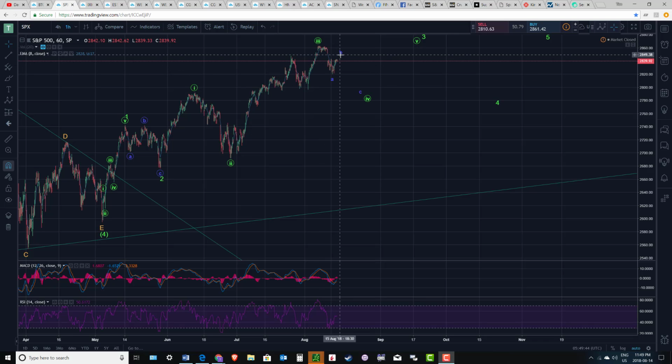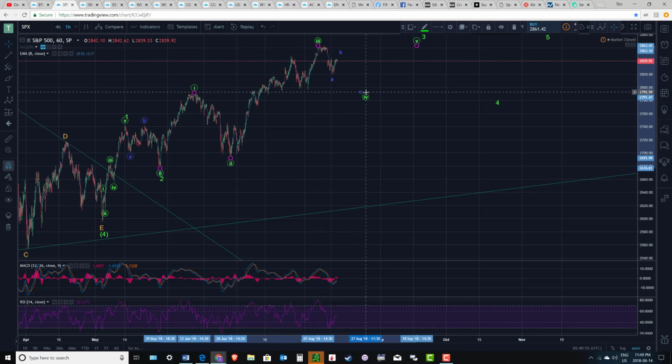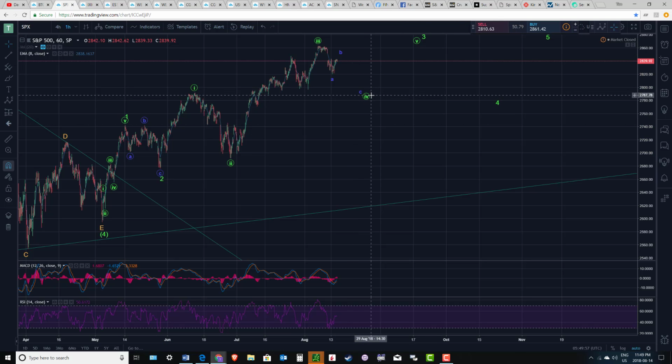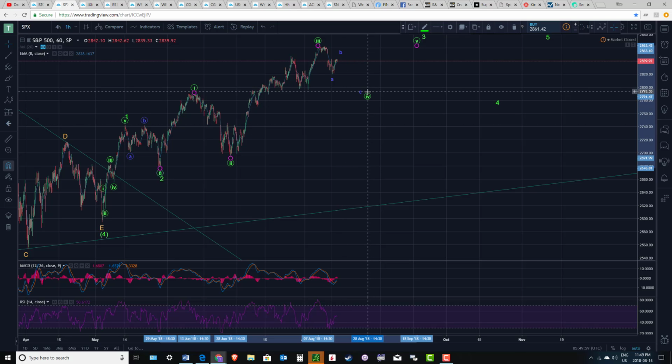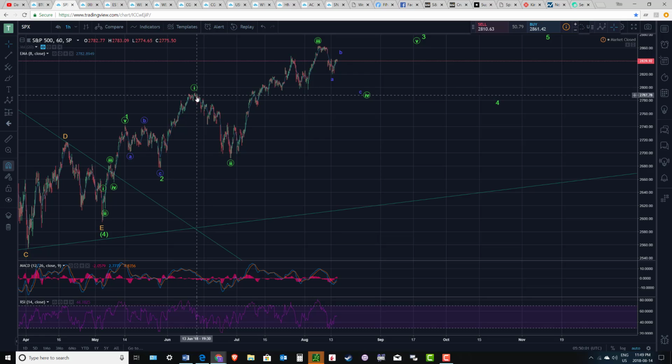Looks like we're coming up for a B wave, which should fail to make a new high, and then we should have a C wave down if we're just going to do a simple 3-wave zigzag decline, and this will be potentially for this wave 4 as long as we can stay above this level, which would be the wave 1 of that degree, which I think is 2791.47, I believe is the level.